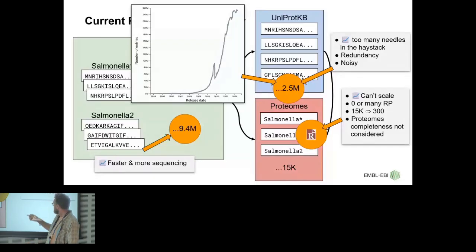The challenge for reference proteomes is that the current pipeline can't scale with such an abundance of proteomes and proteins. Another issue is that sometimes there will be zero reference proteomes available, or there could be many. For example, for Salmonella, we go from 15,000 proteomes down to 300 reference proteomes, which is still quite a lot. Another important aspect is that proteome completeness is not considered in determining whether something is a reference proteome.